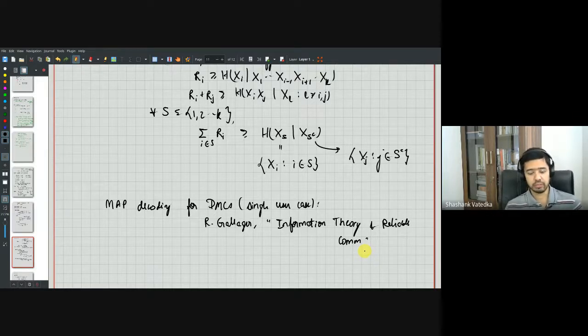Robert Gallager was the inventor of the LDPC codes, which are currently used in many of the standards. This book really has a full analysis of the MAP decoding for communication over discrete memoryless channels. In fact, in this book, the achievability part of the channel coding theorem is derived using an analysis of the MAP or ML decoder. If you're interested, you should take a look at this book. I don't remember which chapter it is in. I think chapter 4 or 5 or something like that.